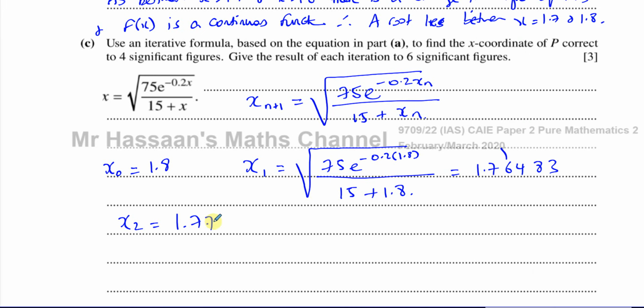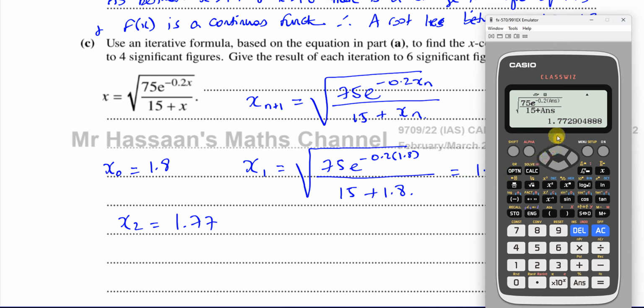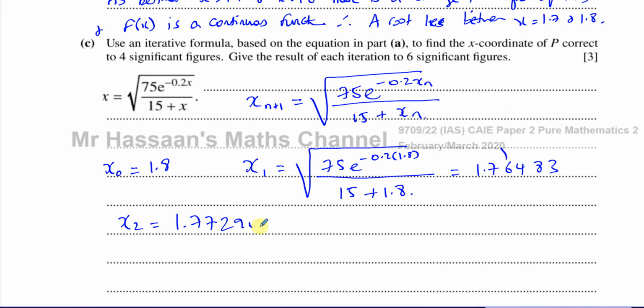So 1.7, let's see what we get. 1.77290. So that's 6 significant figures: 1, 2, 3, 4, 5, 6. So I have to stop here. 1.77290. Okay, and then I do the same for the third, x3.